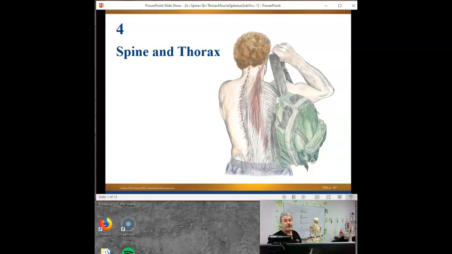Cool. Thank you. Ms. Harper, what are the names of the three erector spinae group muscles going from most medial to most lateral? What are their names? The medial is the spinalis. Then the middle one is the longissimus, and then the most lateral is the iliocostalis. Iliocostalis. That's beautiful.